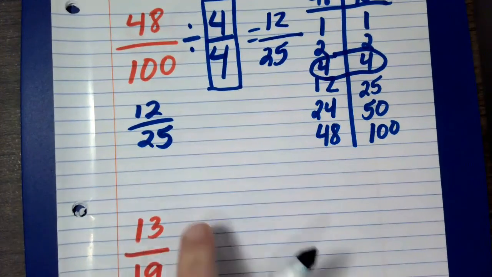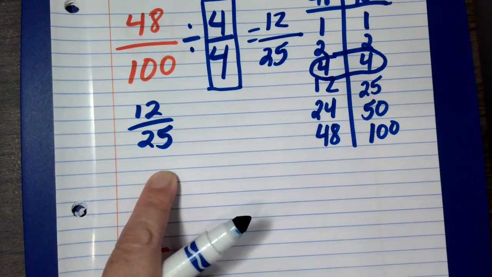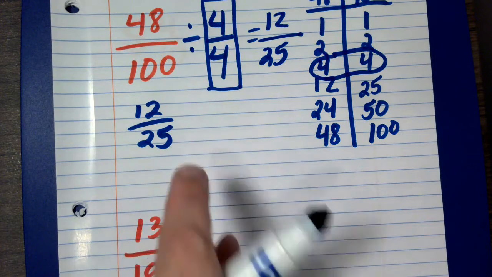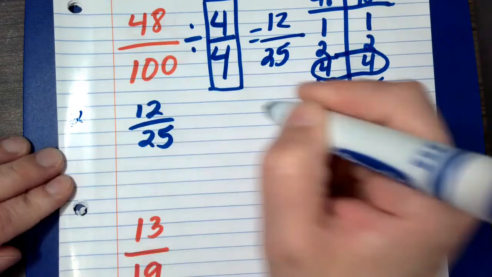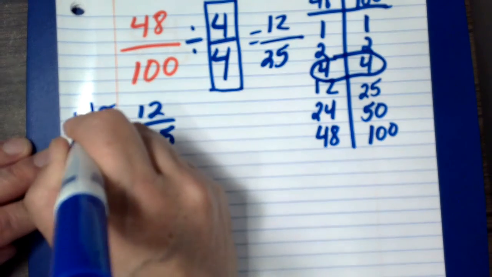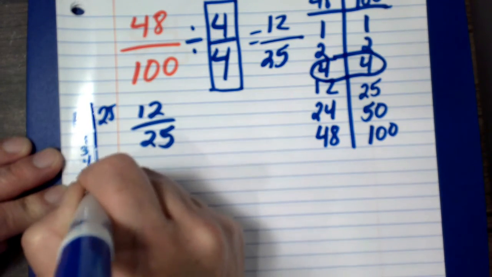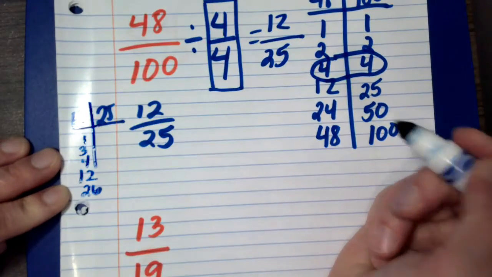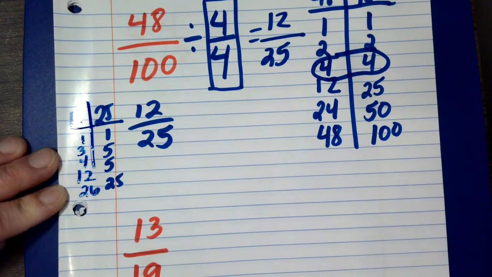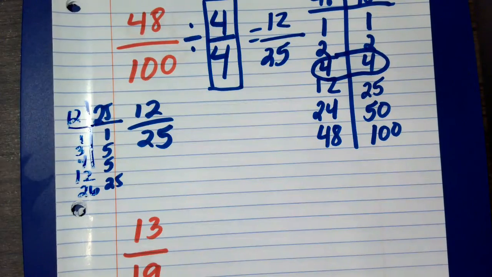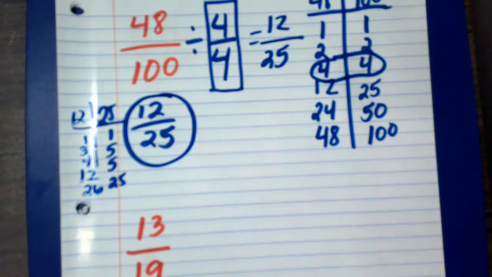Can I make 12 25ths smaller? So again, if I'm worried that this is not the most simplified, I can go back and list the factors of 12 and list the factors of 25. So the factors of 12 are 1 and 12 and 3 and 4 and 2 and 6. And the factors of 25 that I know of are 1 and 25 and 5 and 5. So I don't see anything common between them besides 1, and that doesn't really help me out. So my simplified form of 48 100ths would be 12 25ths.